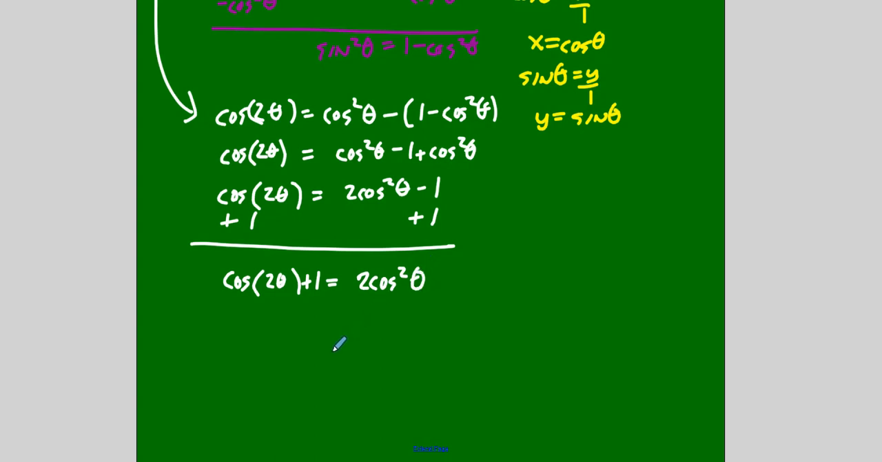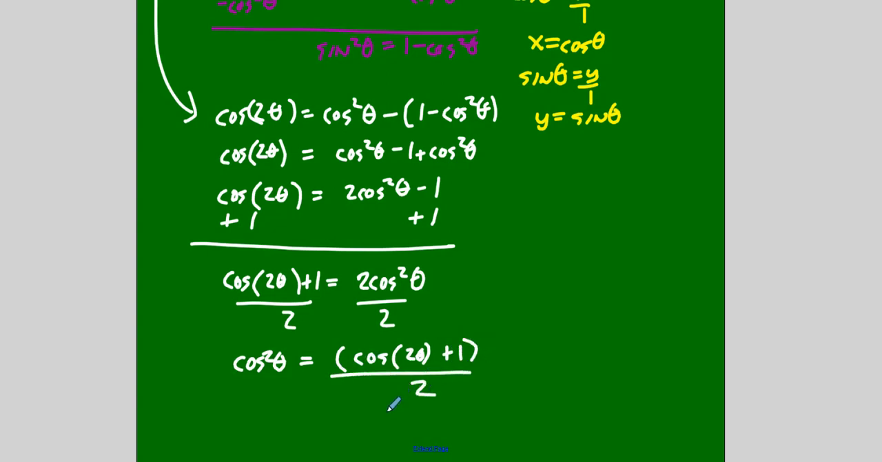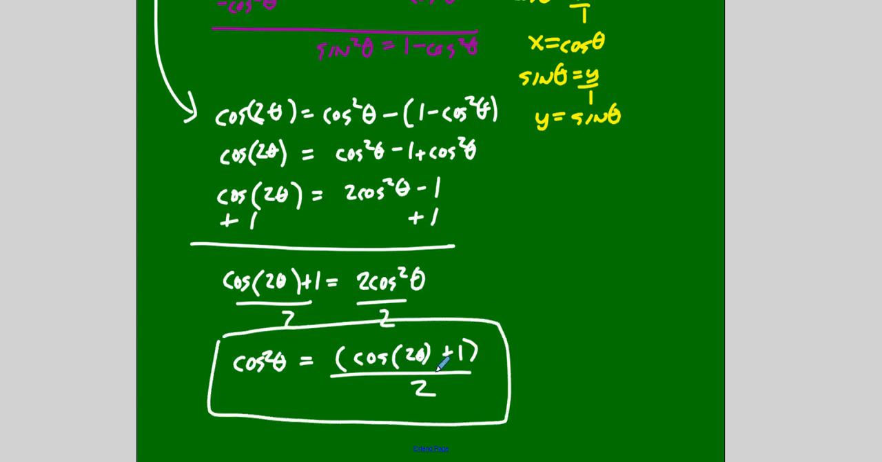Alright, so now solving for cosine squared theta, I am going to divide both sides by 2, so we get our final result. I'm just going to swap sides here. I get cosine squared theta equals the quantity cosine 2 theta plus 1 over 2. And that concludes our proof. So we've shown that cosine squared theta equals cosine of 2 theta plus 1 all over 2.